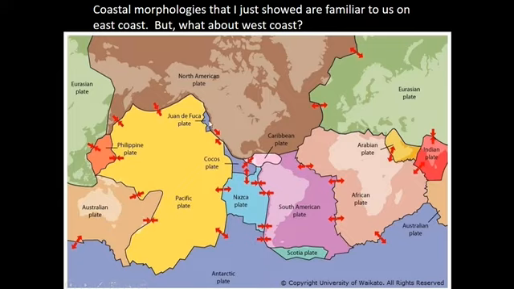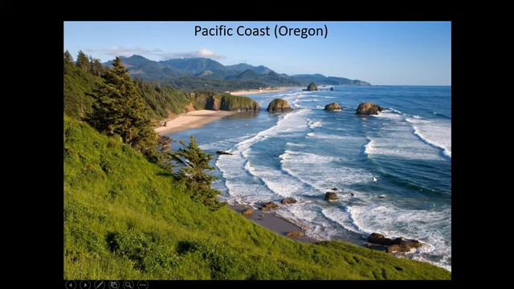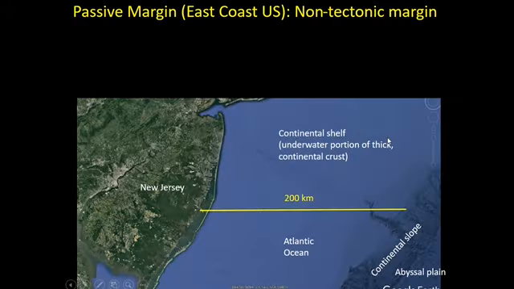So the west coast looks very different. While this is our east coast, very flat lying area, we have barrier islands and lagoons and mud flats and tidal flats. This is what the west coast looks like. This is the Pacific coast in the Oregon area. And here you see bedrock cliffs. You see sea stacks, as they're called. So these two coasts are very different in morphology, and we're going to talk about why in the lab today.